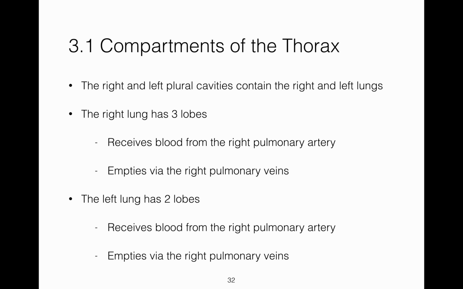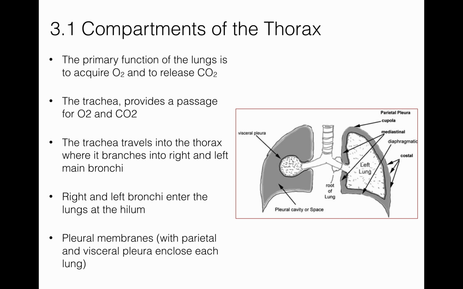The right and left pleural cavities contain the right and left lungs. The right lung has 3 lobes. It receives blood from the right pulmonary artery, and it empties via the right pulmonary veins. The left lung has 2 lobes. It receives blood from the right pulmonary artery, and it empties via the right pulmonary veins. The primary function of the lungs is to acquire oxygen and to release carbon dioxide.